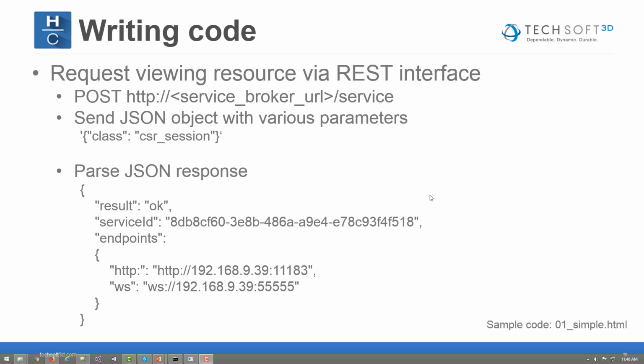And what we do is the only required field is telling it what class of session that we want. So we have either CSR, which is for the client rendering, or we have SSR for the server rendering. You can specify additional parameters, but we're not too worried about that right now. So we send this string to the server via a POST request, and what we get back is this JSON response.